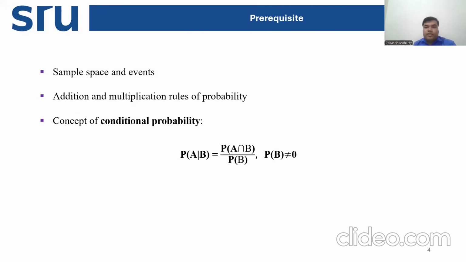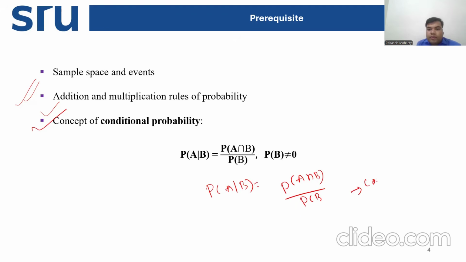These are the prerequisites, that is, what we need to apply the Bayes theorem. First of all, we need the sample space, then the addition and multiplication rules of probability, then the concept of conditional probability. Students, look at this: the probability of A given B equals the probability of A intersection B divided by the probability of B. That is the conditional probability, and the probability of B is not equal to 0.